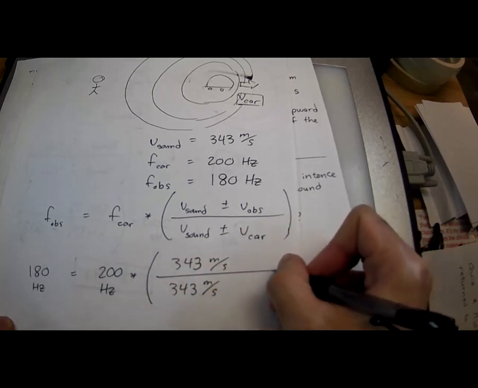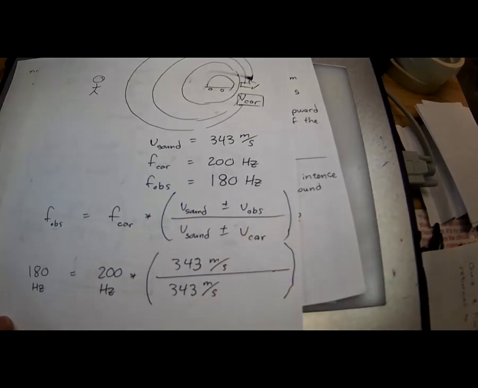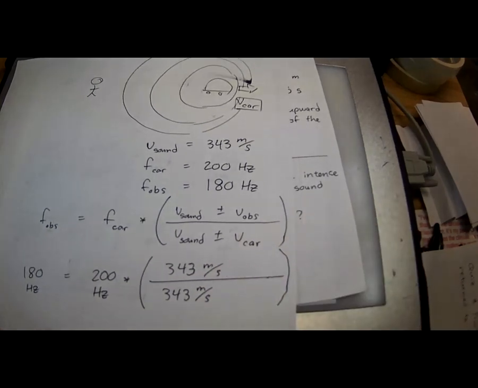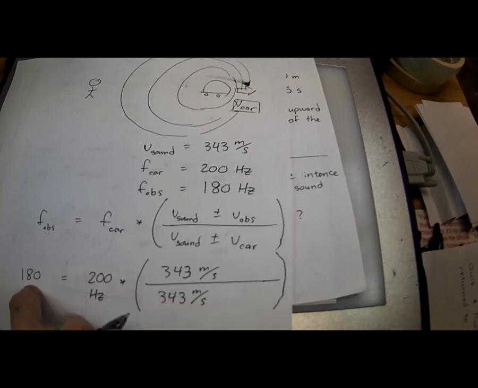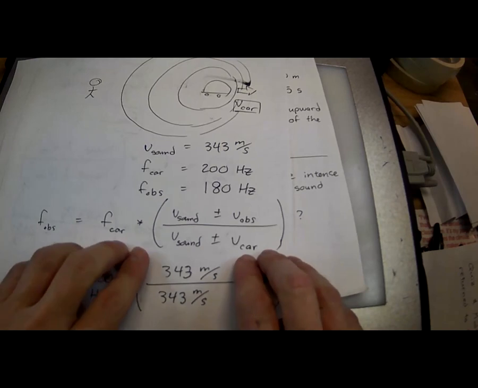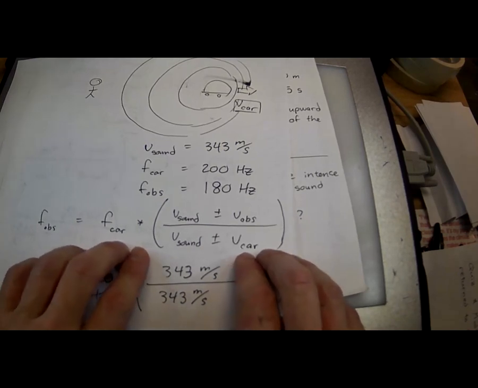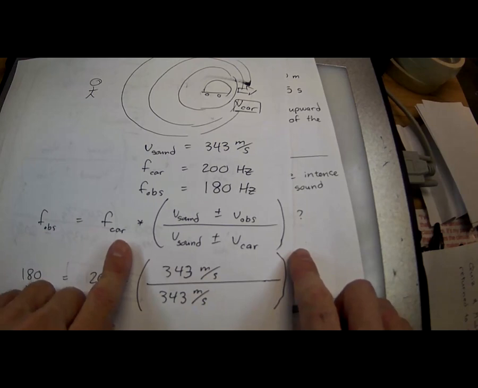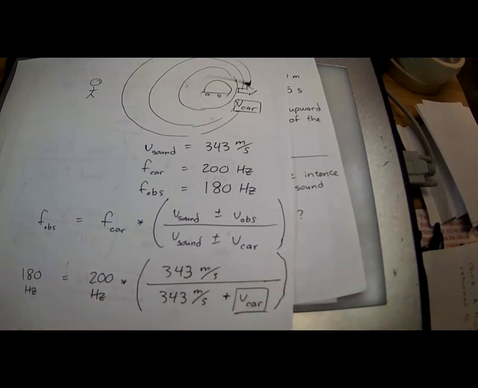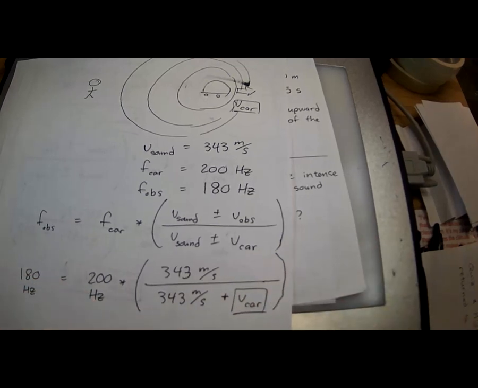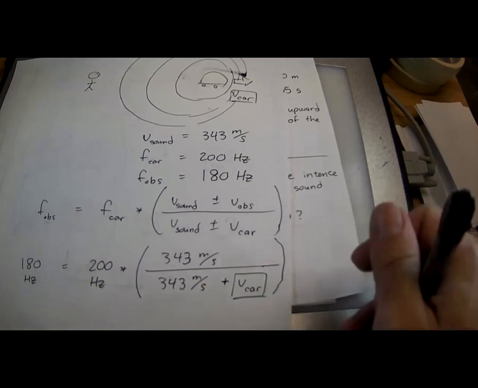Now we're up against the critical thinking part. One of the reasons that you're sitting in this class right now is to practice thinking abstractly like this. So, should you add or subtract the velocity of the car? Well, think this: the only way to go from 200 to 180 is to multiply by something less than 1. And 343 over 343 is 1. So how would I make this fraction in parentheses less than 1? I have to add on the bottom, plus v car. That's what we're solving for. If you got that far, we're done with the physics, and the rest is algebra.